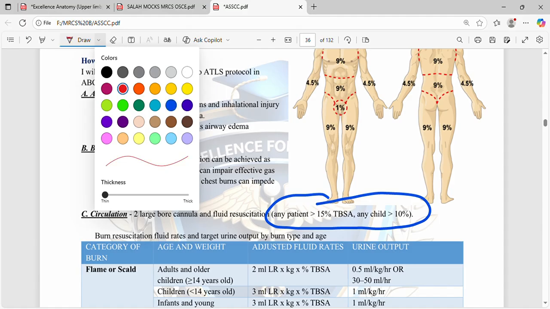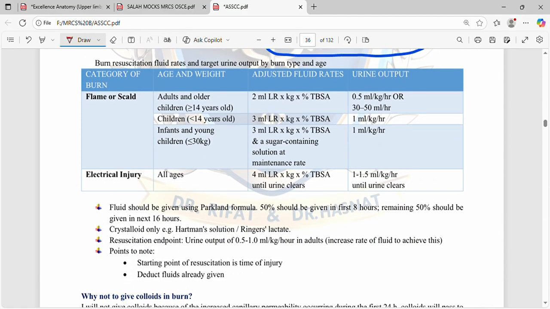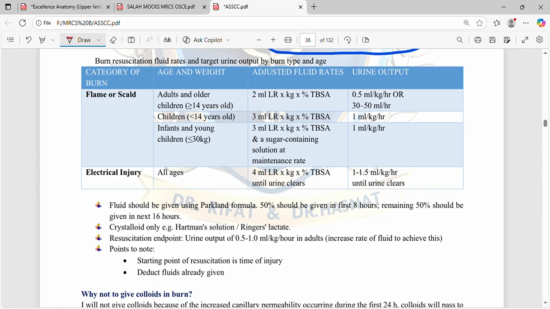So burn resuscitation fluid rates and target urine output by burn type and age. The categories of burn are flame or scalded burns, and then we have electric injuries. For electric injuries, all ages, 4 ml Ringer's lactate times weight times total body surface area involved until urine clears. So in all ages, this is the formula we will consider. Urine output should be 1 to 1.5 ml per kg per hour until urine clears.